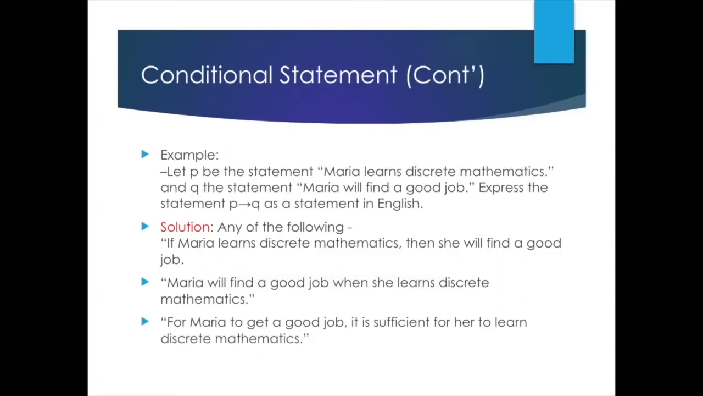If you express this statement, P conditionally goes to Q, as a statement in English, you will find any of the following is true. If Maria learns discrete mathematics, then she will find a good job. It's an if statement, guys. Maria will find a good job. See, this is the result, the outcome of my hypothesis when she learns discrete mathematics. And finally, for Maria to get a good job, it is sufficient for her to learn discrete mathematics. The first one is true goes to true. The second one is true goes to true. And the third one is true goes to true, and so on.